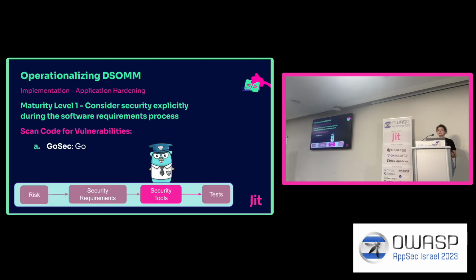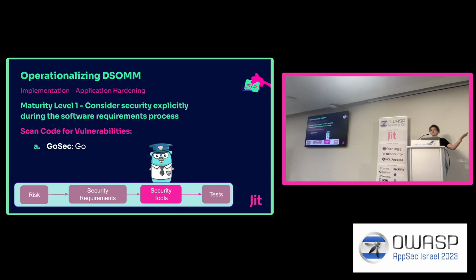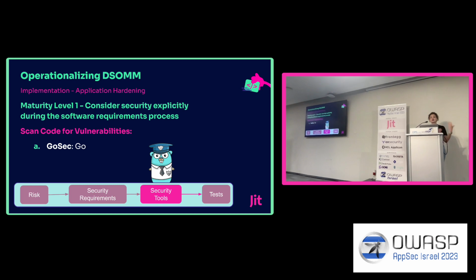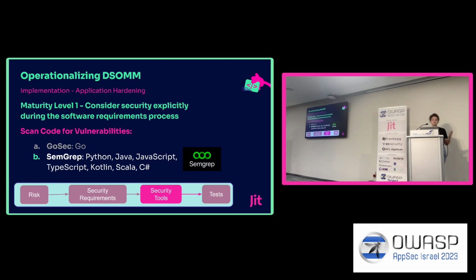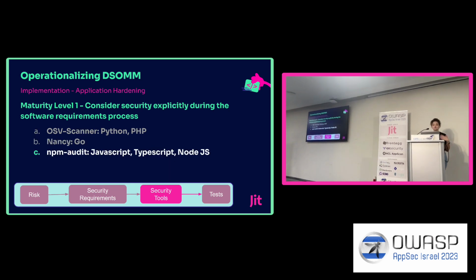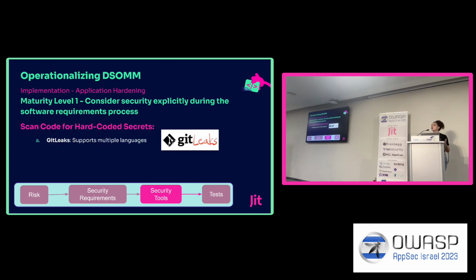So going back to the application hardening subdimension, we have the 3 action items here, and we need to implement the matching tools that we chose. For code scanning for vulnerabilities, we're using GoSec for Go. We're using Semgrep for Python, Java, JavaScript, TypeScript, Kotlin, Scala, and C#. For dependency scanning, we're using OSV Scanner for Python and PHP. We're using Nancy for Go, and we're using NPM Audit for JavaScript, TypeScript, Node.js, basically everything that is JavaScript based. And for hard-coded secrets, we're using Gitleaks, which supports multiple languages.